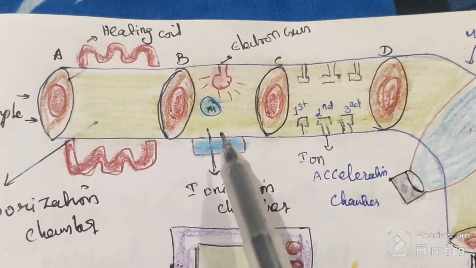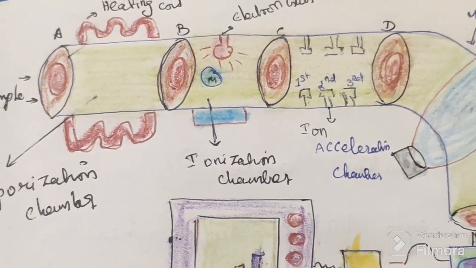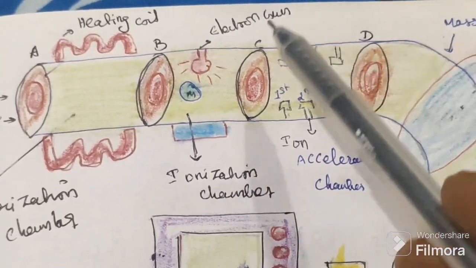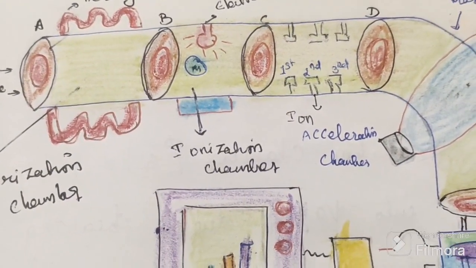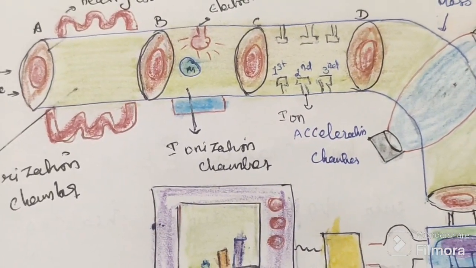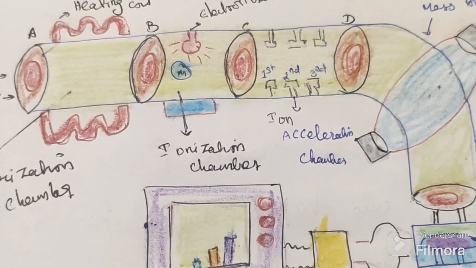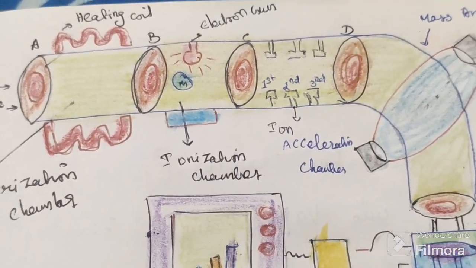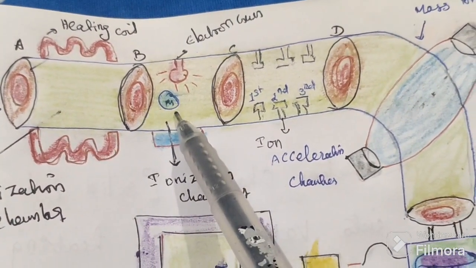Now the vaporized sample will go through slit B and enter the ionization chamber. Now the electron gun will produce a beam of electrons that will strike the molecules. Due to this electron beam, the molecule will lose one electron and ultimately be converted into a positive ion. This positive ion is known as the molecular ion.